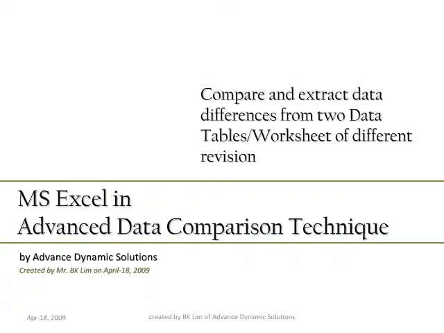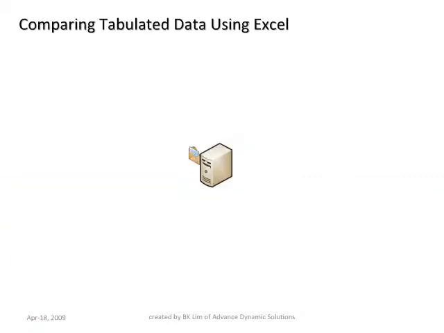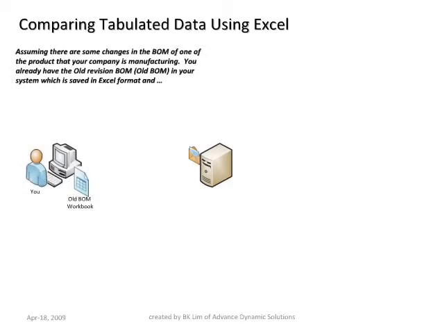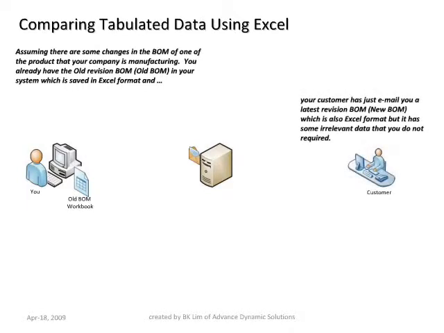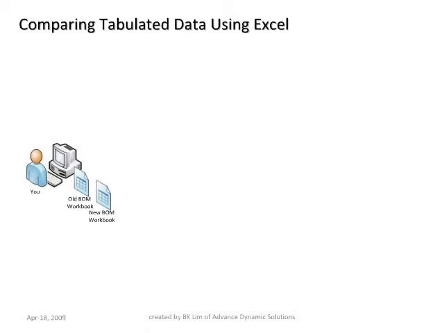Another interesting technique related to data comparison is also shown in this training program. It illustrates how to use Microsoft Excel to compare and extract data differences from 2 data tables, or worksheets of 2 different revisions. Assuming there are some changes in the BOM of one of the products that your company is manufacturing. You already have the old revision BOM in your system which is saved in Excel format, and your customer has just emailed you the latest revision BOM, which is also in Excel format, but it has some relevant data that you do not require.